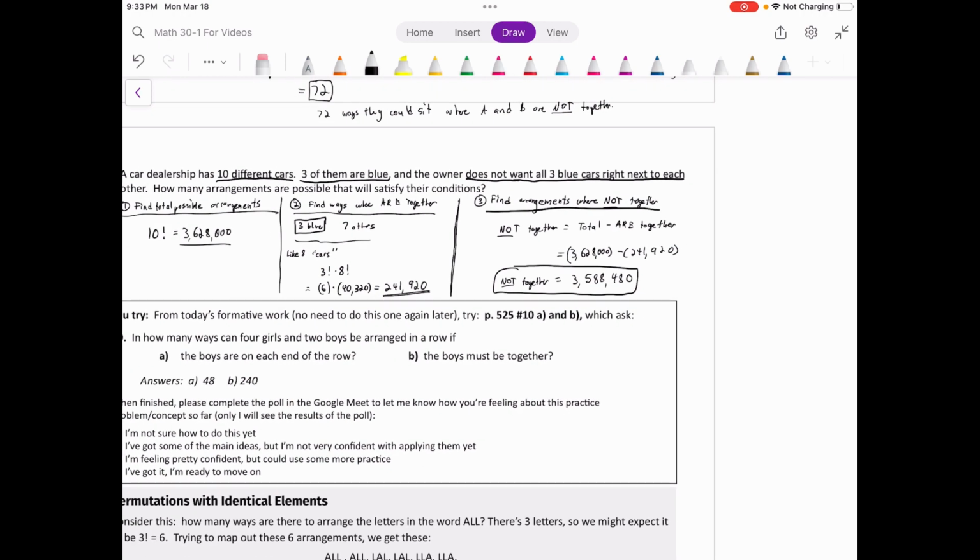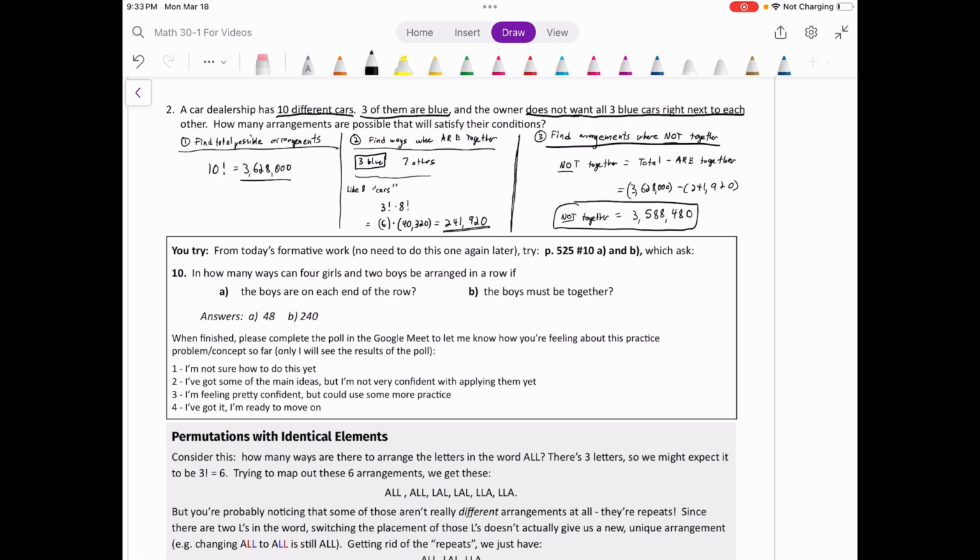Okay, go ahead and try this one out. This gets you thinking with some restrictions and stuff, okay? In how many ways can 4 girls and 2 boys be arranged in a row if the boys must be on each end of the row, right? If the boys must be together, okay? And then I encourage you, try out a couple more as well. I just put these 2 in here as some try nows type things, but you can pause the video, take some time, part 10, number 10 probably has a C and a D that you could try as well.